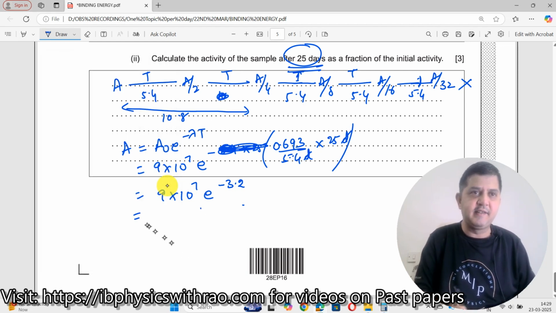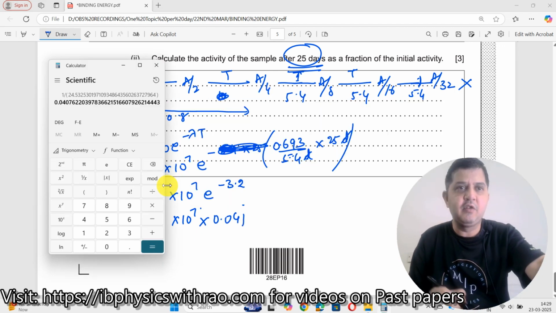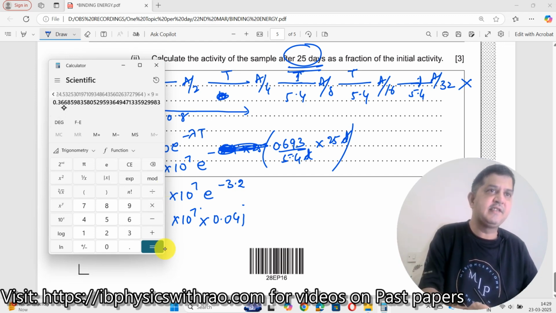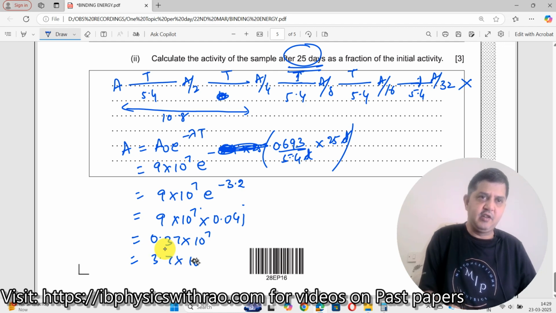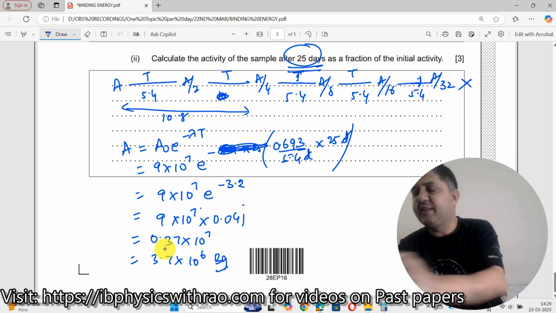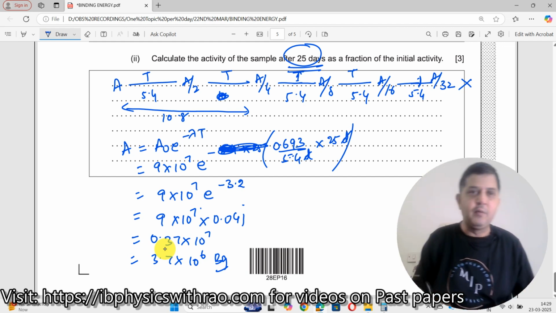0.041. I take this as 9 into 10 power 7 multiplied by 0.041, which will now be equal to 0.3668 or 0.37. 0.37 into 10 to the power of plus 7, which should now be 3.7 into 10 to the power of 6, unit is becquerels. Let me check it. What is the final answer? So this is what I get.